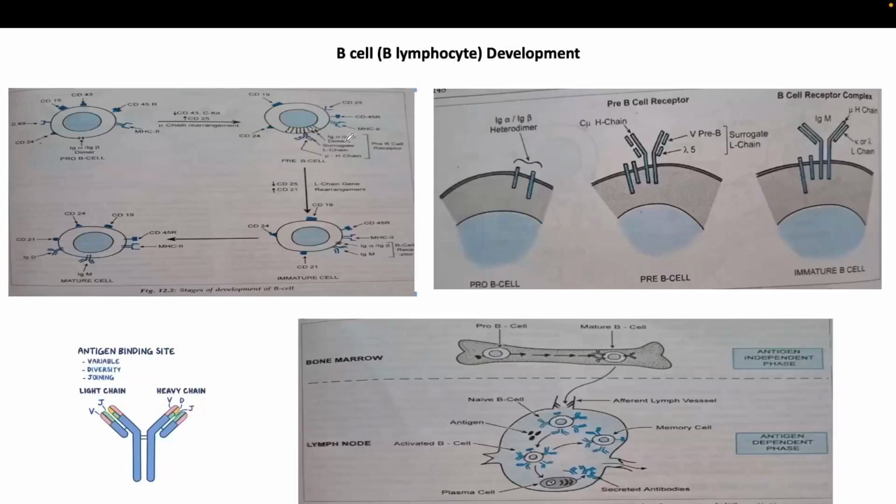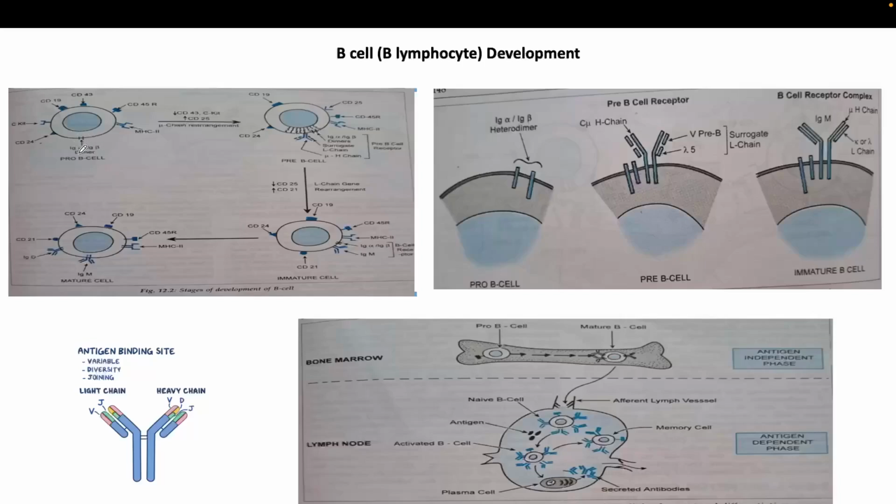So this is the detail of how B cell development happens. This is the pro B cell. From the lymphatic progenitor cell, the pro B cell will be synthesized. In the pro B cell, the immunoglobulin alpha beta heterodimer will form first, and it will further give you the heavy chain.